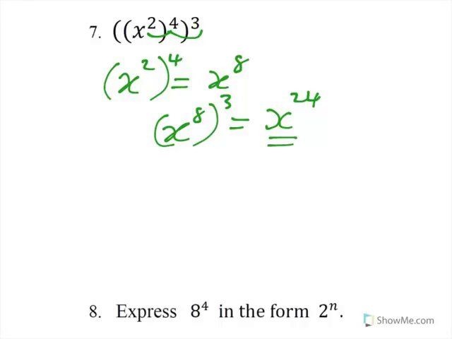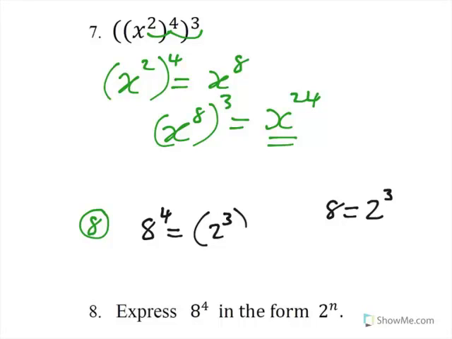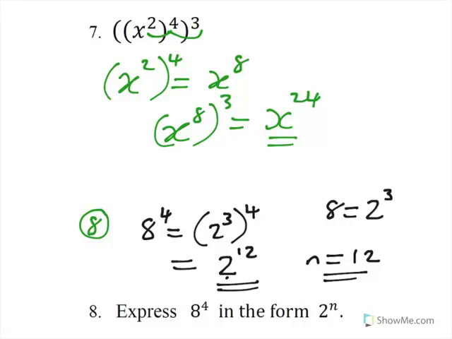Okay? This next one here, number 8, you're asked to express 8 to the power of 4 in the form of 2 to the power of n. So that 8 needs to be changed to a base 2. Well, 8 is 2 cubed. So I can write 8 to the power of 4 as 2 cubed to the power of 4. Now, of course, if you multiply the powers together, you get 2 to the power of 12. So can you see that n equals 12? Well, that's the form they want. Okay?